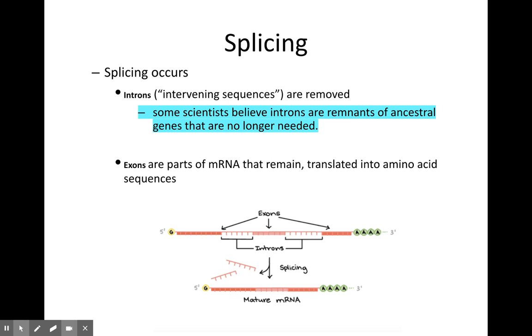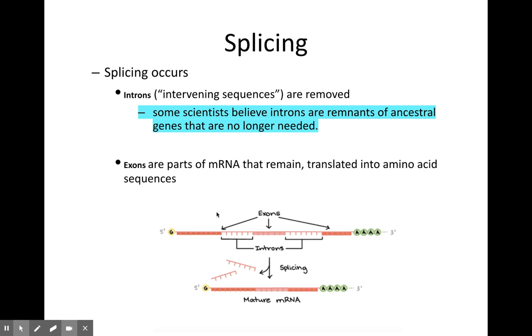Introns don't serve a function in protein building. What scientists believe is that those introns perhaps are remnants of ancestral genes that are no longer needed. Before we can build a protein, we need to get in there and get rid of those introns, because they don't make sense with the proteins needed for that organism. So introns are removed, and exons are the parts of the mRNA that remain. Those are the pieces that are spliced back together and translated into amino acid sequences.